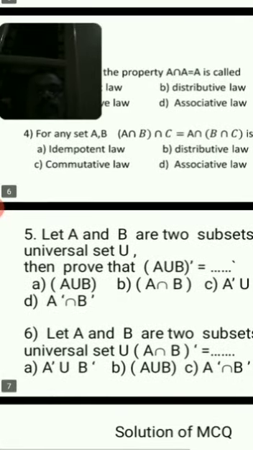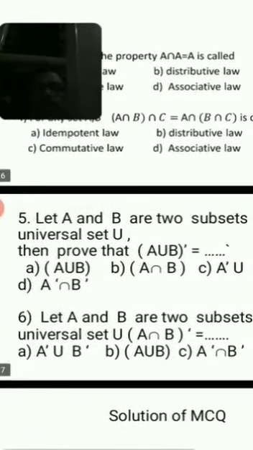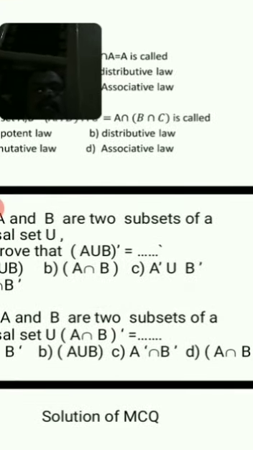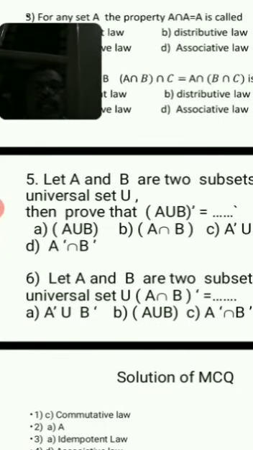Next one: let A and B be two subsets of a universal set U. Then prove that (A union B) whole dash becomes which of the following four results is correct. Result A, (A union B) complement. Result B, (A intersection B) complement. Result C, A dash union B dash. Result D, A dash intersection B dash. So (A union B) whole dash means A dash intersection B dash.